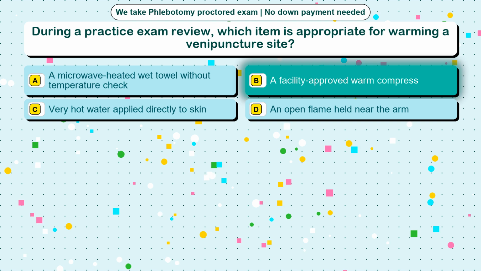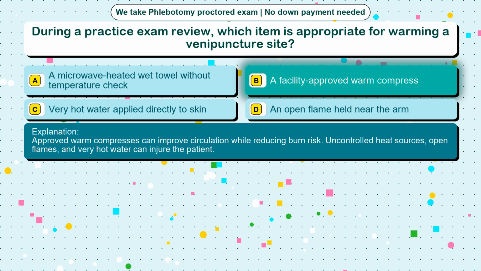The correct answer is option B. A facility-approved warm compress. Approved warm compresses can improve circulation while reducing burn risk. Uncontrolled heat sources, open flames, and very hot water can injure the patient.